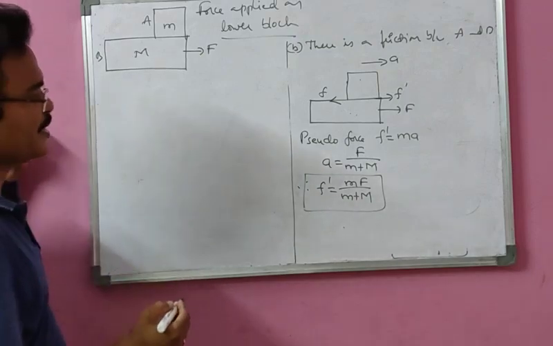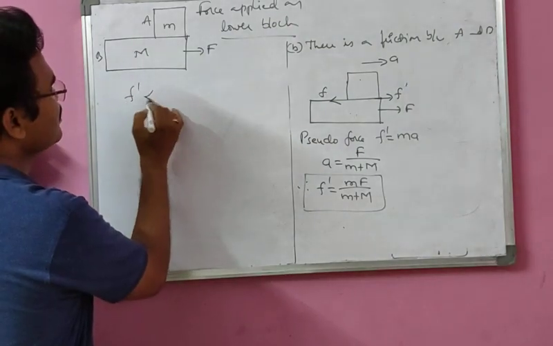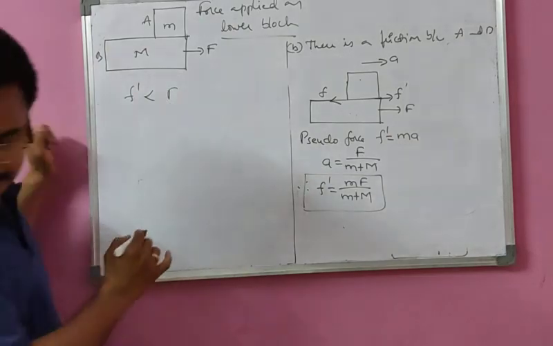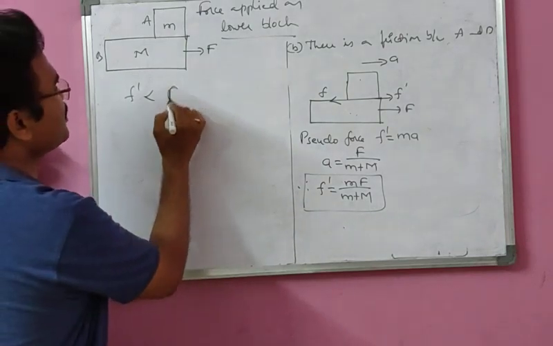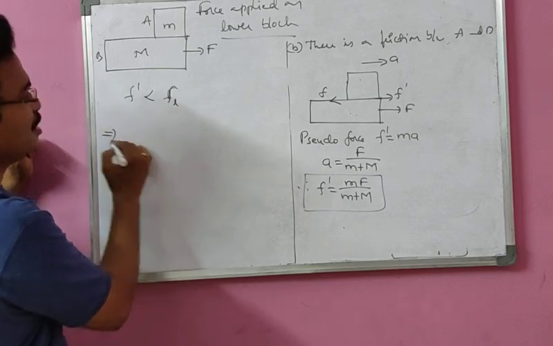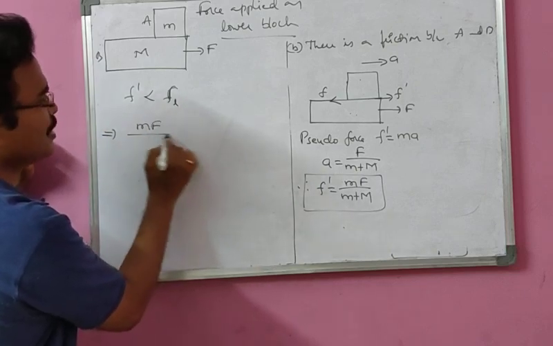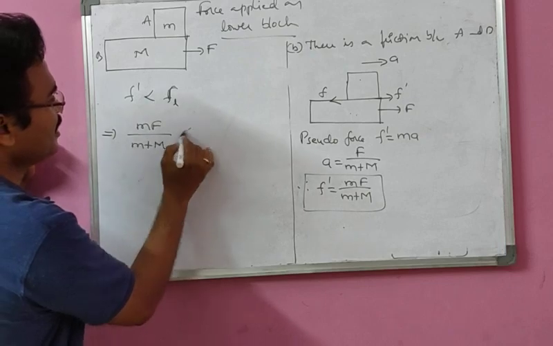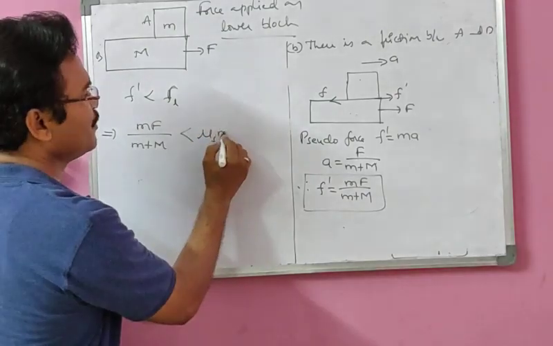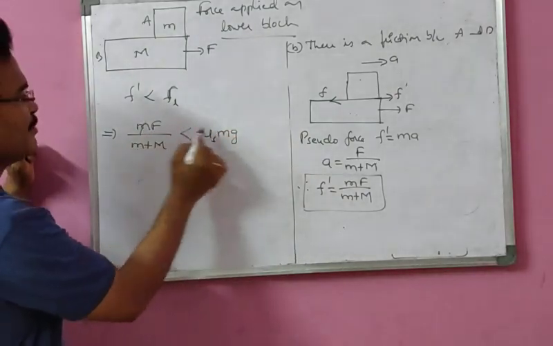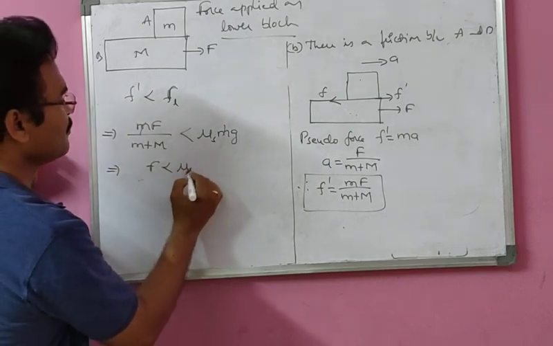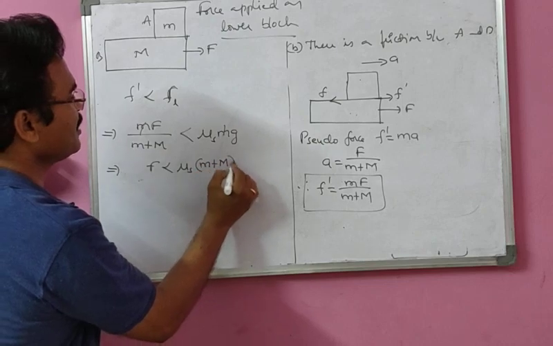So the condition I'm going to write here: the frictional force must be less than the limiting frictional force FL. F dash we already got as MF by M plus M, and the limiting frictional force of the upper block we can write as mu S mg. M cancels out, then F is less than mu S of M plus M of g.